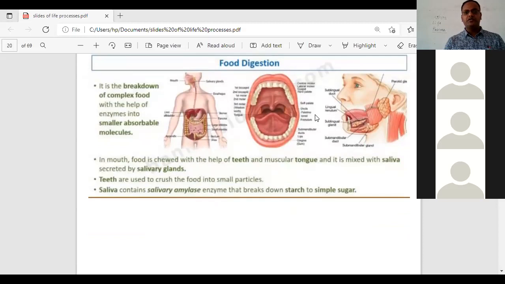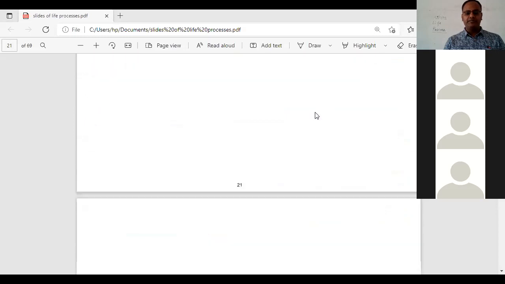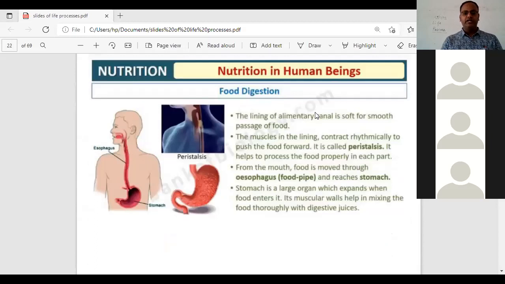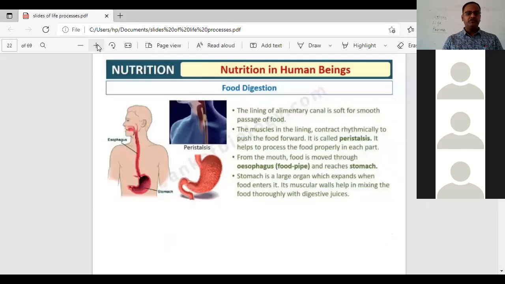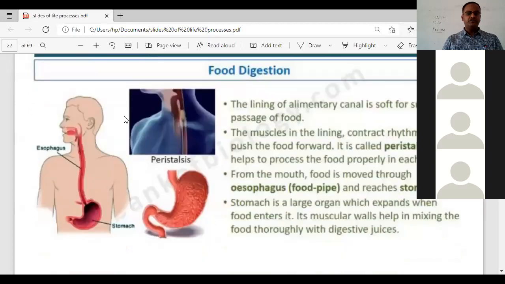Very good. And now, students, the first part of the digestion, that is in the mouth, we have done, and now we will see how the food enters into the stomach. Before discussing the digestion of the food in the stomach, a very important process needs to be discussed. Students, in this diagram, you can clearly see this part is the mouth and this part is our stomach.